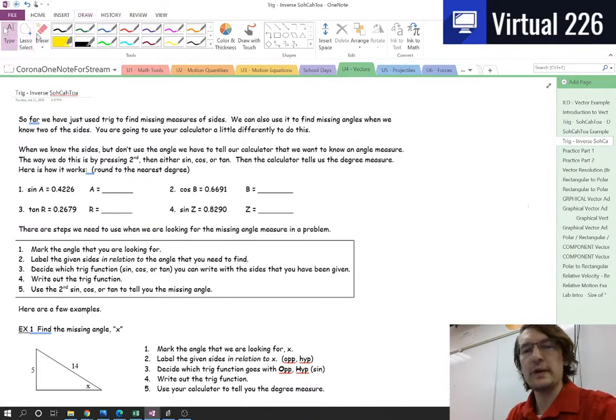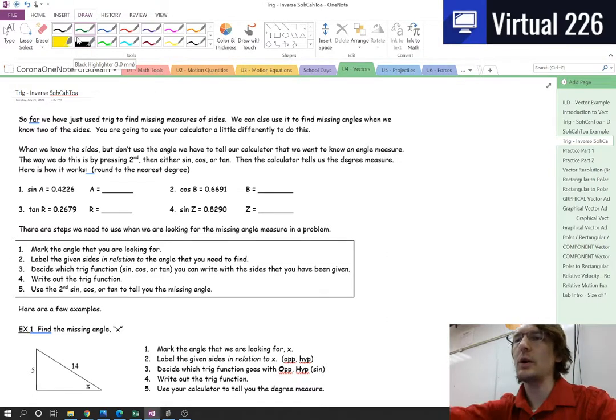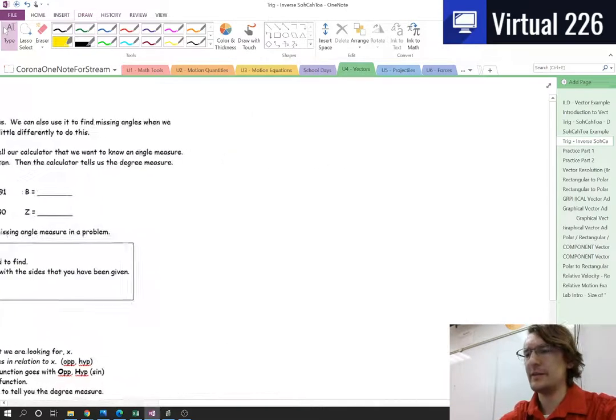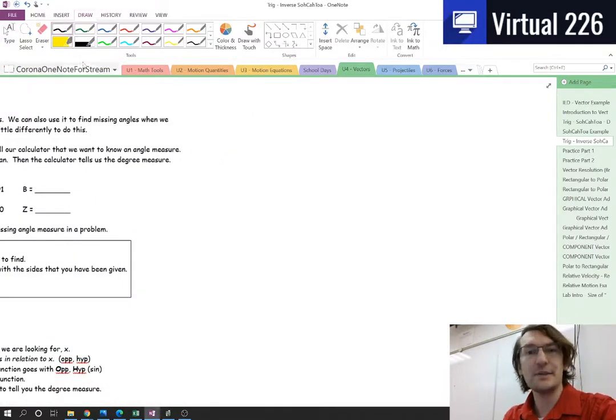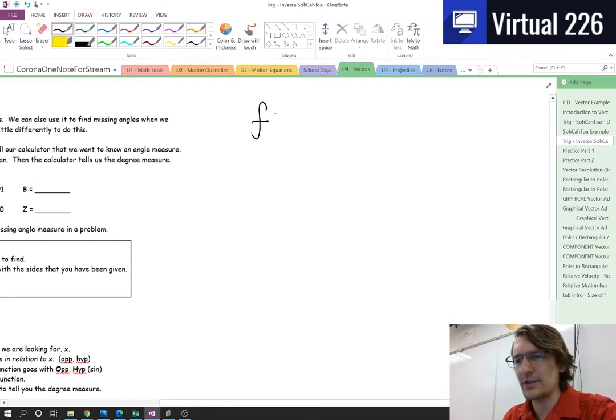Okay, so today what we're going to look at is some inverse trigonometric functions, or inverse SOHCAHTOA. When we're doing this, what we need to start thinking about is the fact that sine, cosine, and tangent are functions. We might recall for a function like f of x, this could have some value. Let's say it's, I don't know, 7.